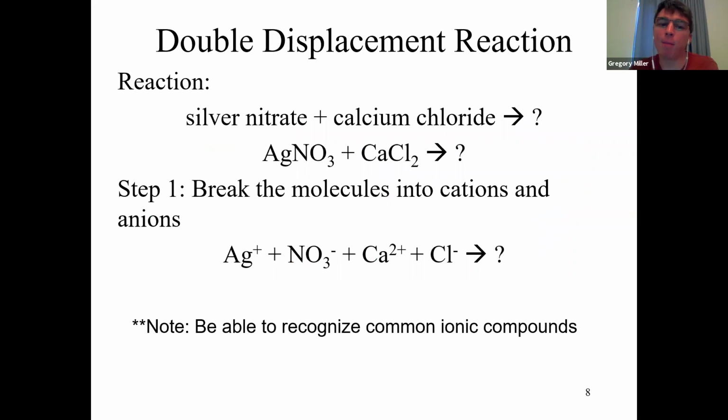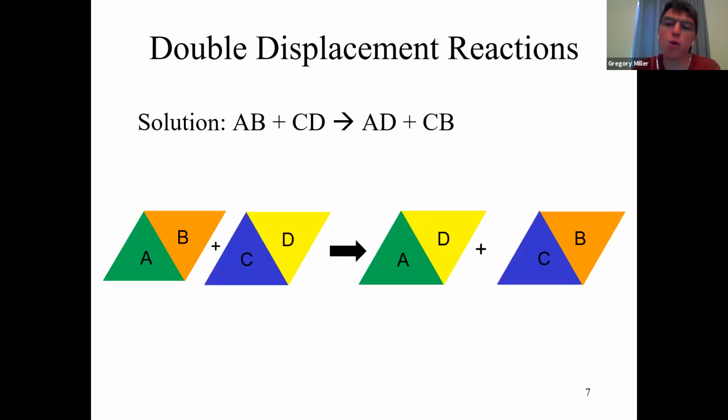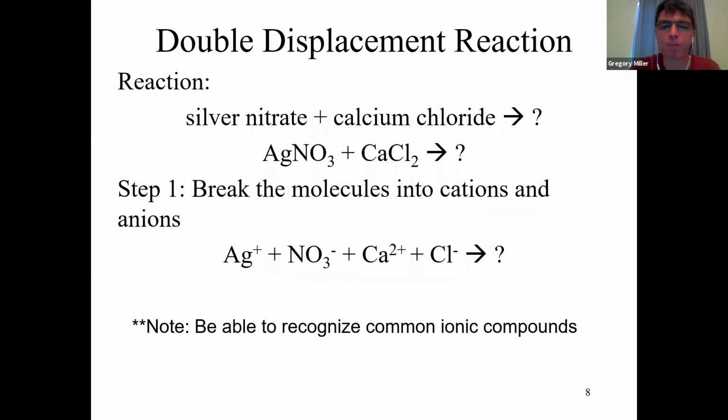Now, what is important about those is the new things you make, one of them has to not be a strong electrolyte. If it immediately just breaks apart again, then you're not going to see anything. But if you form a solid or a gas or liquid water or something, now you see a new compound that stays around. As an example, silver nitrate and calcium chloride. We can bring these together and create some new compounds.